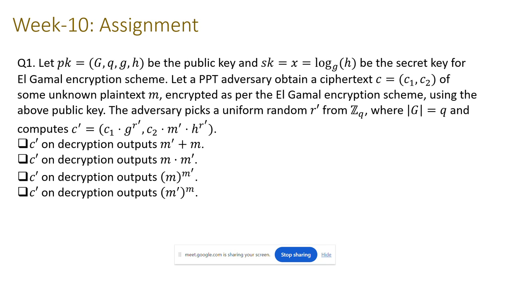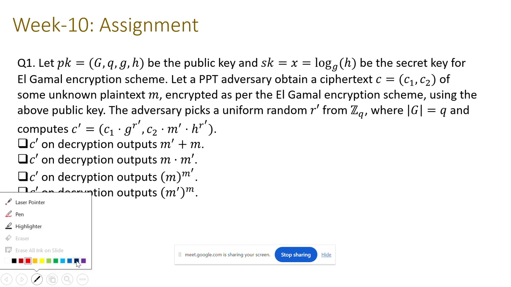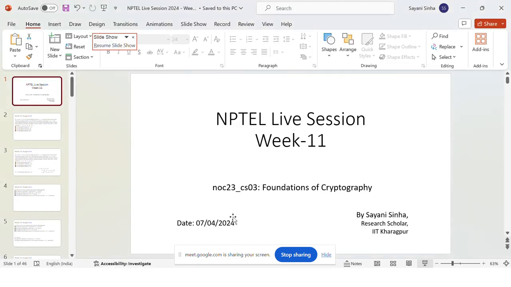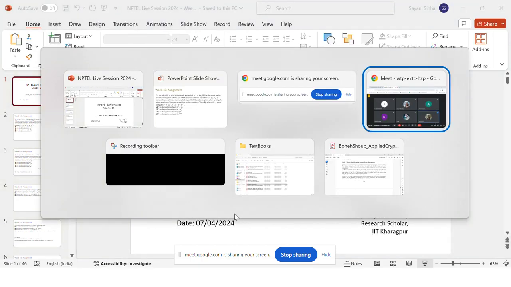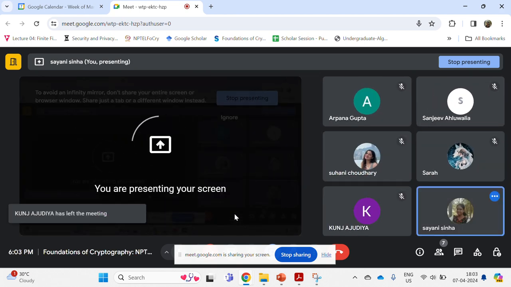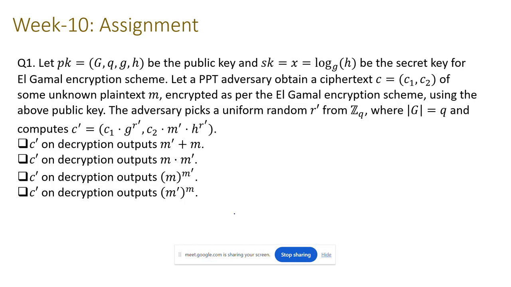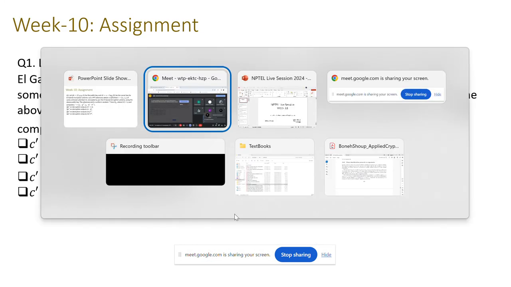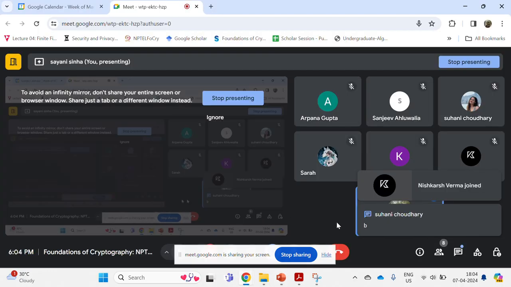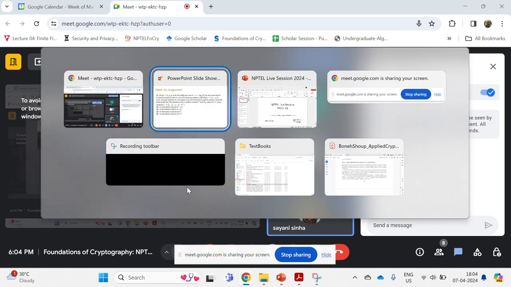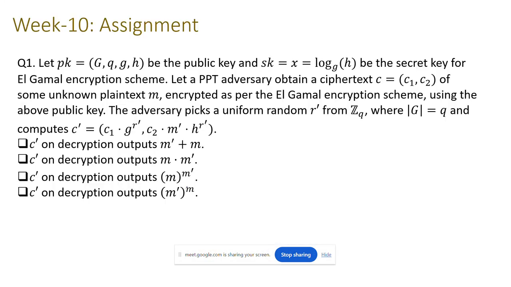I think this is easy, so you can just unmute yourself and answer. Okay, there is an answer in the chat. Right, your answer is correct, Suhani.